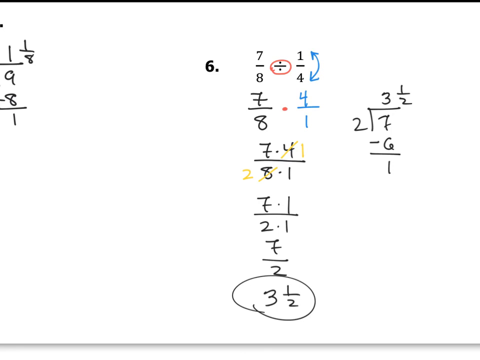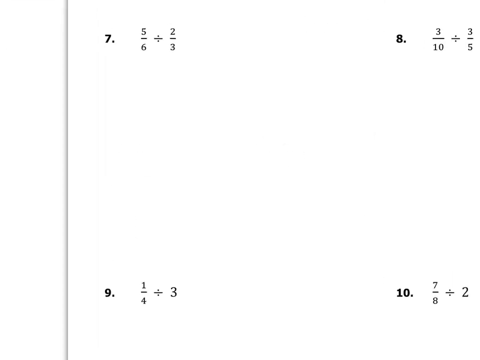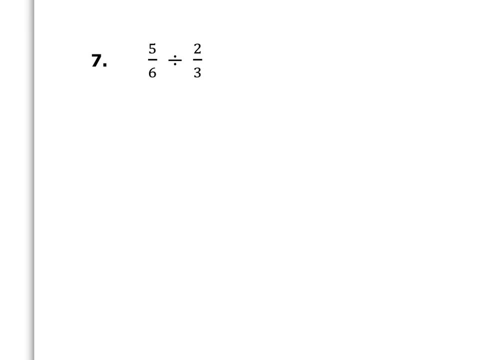Okay, now let's go to the back side and look more. Number 7, I have 5/6 divided by 2/3. So I rewrite my first fraction, change division to multiplication, and then I flip the second fraction to its reciprocal, 3 over 2. So now this will be 5 times 3 over 6 times 2.